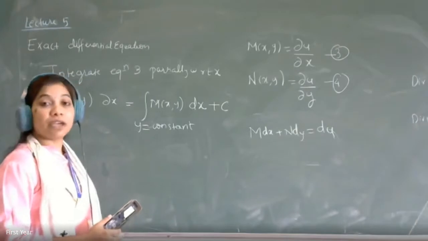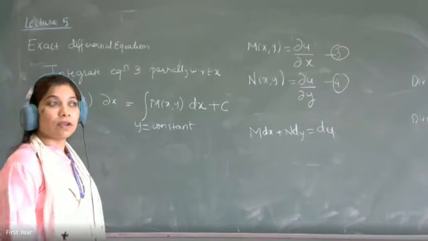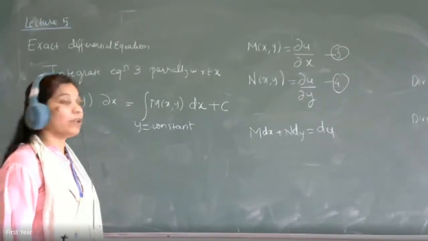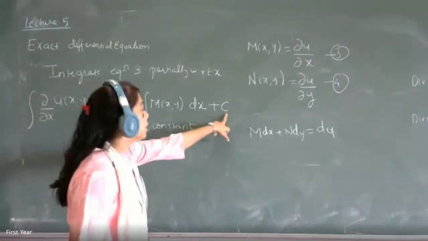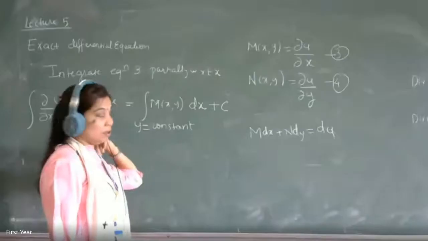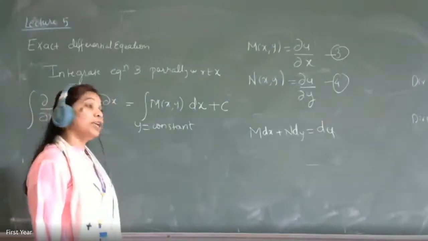In that C, what possibilities are there? Can it be a function of x? Are you getting what I'm trying to ask you? Can it be a function of x? C is a constant. If C can have x, then how would a constant have x? C cannot have x. C cannot be a function of x. Okay, very good.